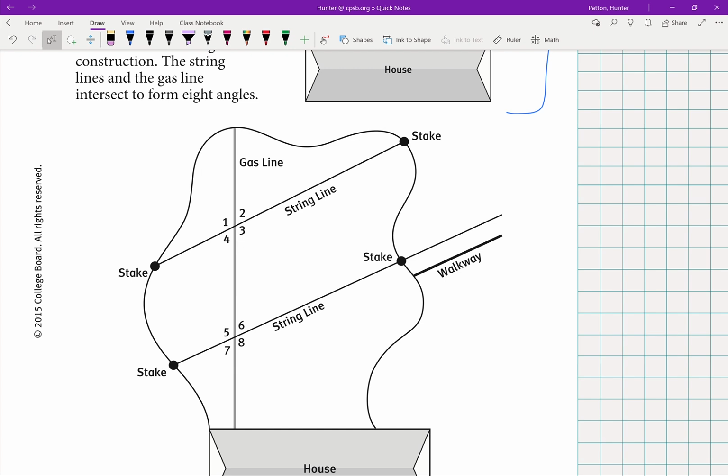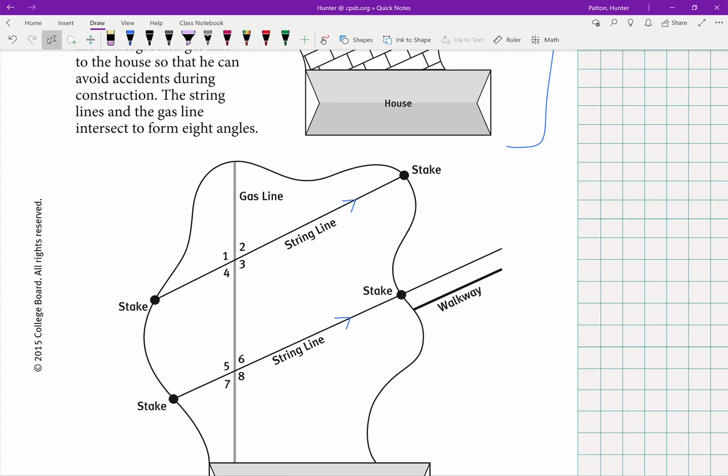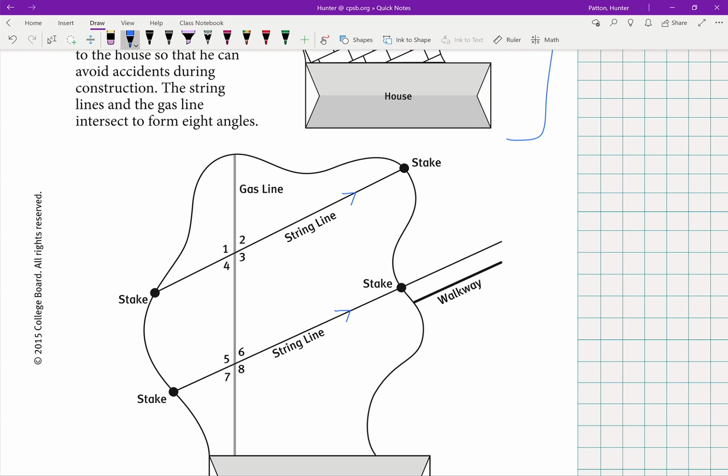So I want to introduce a symbol that you might not see yet, but it's important and you will see it later on in the course. If I put arrows like this, that signifies that those two lines are parallel. That's just a symbol to signify parallel lines on a diagram. Okay, so these two string lines are parallel lines. We have a gas line that intersects those two string lines. Okay, and we see we have 1, 2, 3, 4, 5, 6, 7, 8 angles that are formed when this gas line intersects these two parallel lines.